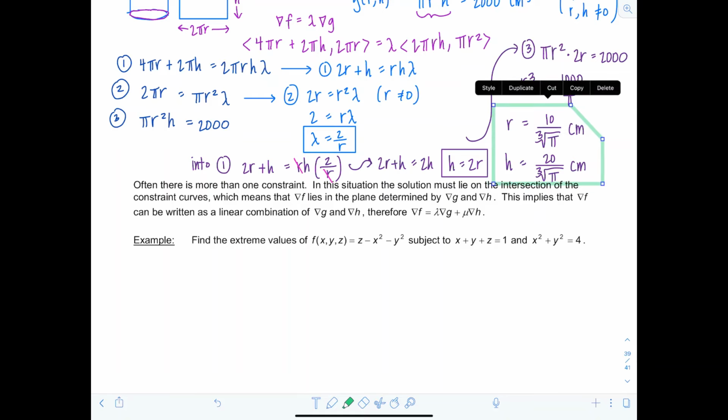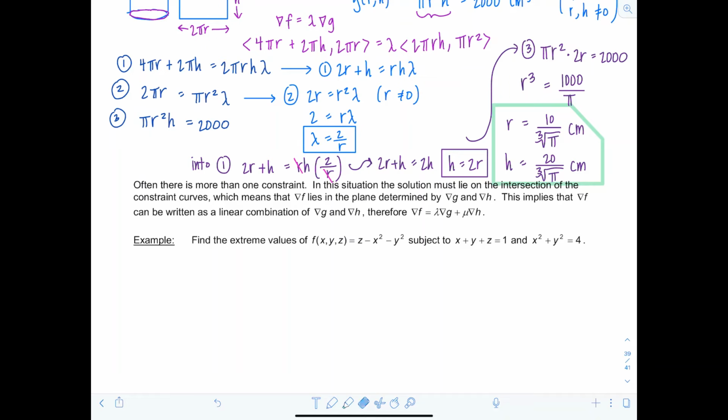Voila. Very nice. Now, what if you have more than one constraint to worry about? What would you do in such a scenario? Well, in this situation, the solution has to lie on the intersection of both constraint curves, which means that the gradient of f lies in the plane that's determined by the gradient of g and the gradient of h, which means that I could write the gradient of f as a linear combination of the gradient of g and the gradient of h, and therefore I can write it as follows.